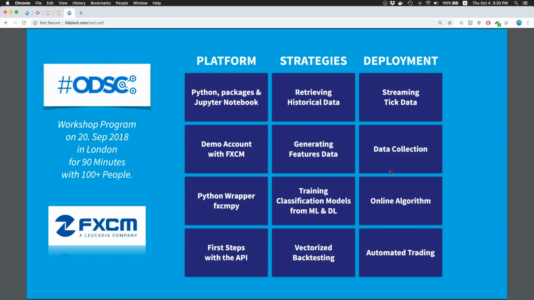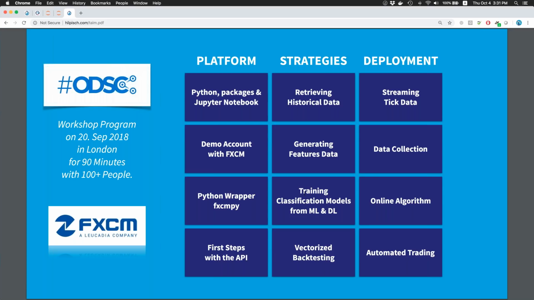And when I speak of that, I want to give a little example from a recent workshop that I gave on the 20th of September in London. My workshop was about 90 minutes with some 100 people in attendance. And basically, within the 90 minutes, we went through all the three major pillars. So we started with the platform, signing up for a demo account with FXCM. We installed the wrapper. We did some first steps with the API, retrieving historical data. Then we retrieved the data set based on which we generated the features and the labels.